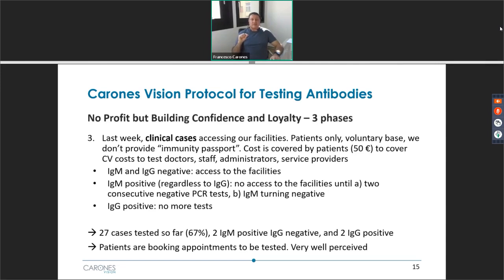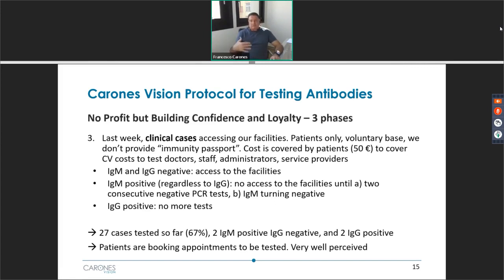In this case, we ask the patients to contribute, not to make a profit, but just to cover the expenses for testing everybody on the staff. And patients were very appreciative about that. So as for now, as you can see, about 2 patients over 3 voluntarily pay 50 euros more to cover our costs. And again, patients are happy to do it.